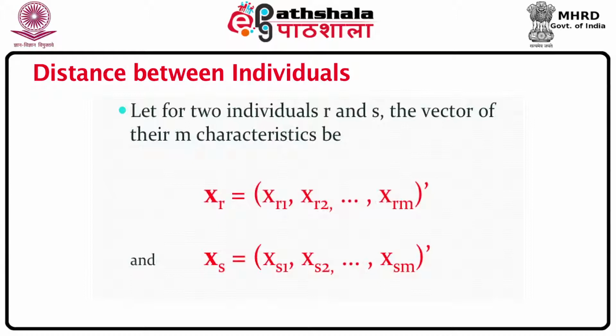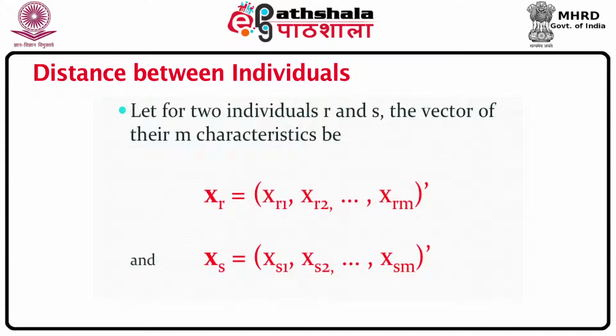Let for two individuals, say R and S, we define the vector of their M characteristics by XR, which is XR1, XR2, ..., XRM, that is the M characteristics of this rth individual, and XS, which is XS1, XS2, ..., XSM, which are the M characteristics of the second individual. So, how do you define the distance between this rth and the sth individual?